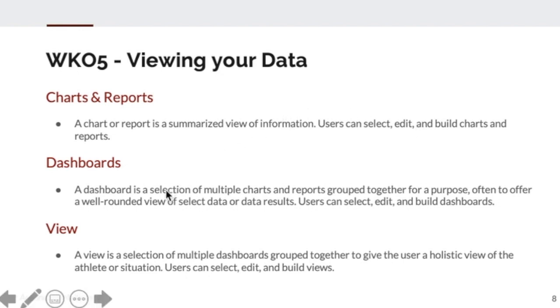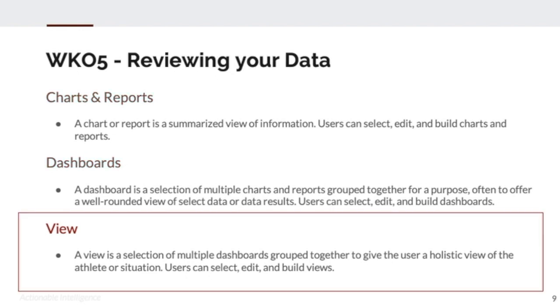Then we have dashboards. A dashboard is a selection of multiple charts and reports grouped together for a purpose, often to offer a well-rounded view of select data or data results. Users can select, edit, and build dashboards. And finally, and probably the most important, is we have views. A view is a selection of multiple dashboards grouped together to give the user a holistic view of the athlete or situation. And of course, views can be selected, edited, and you can build views.